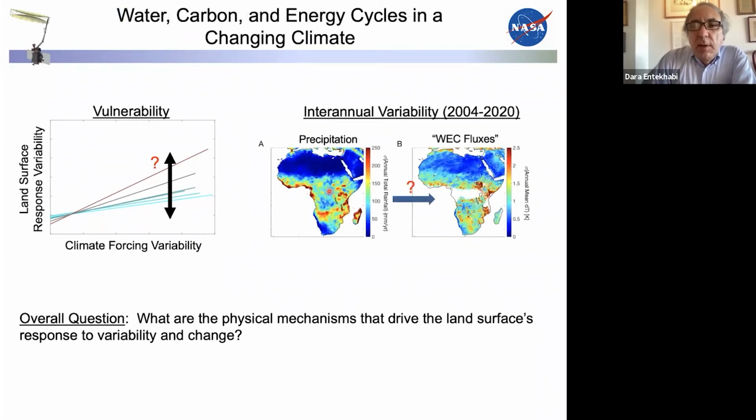So this is a mapped version of it. This is variance of annual precipitation over Africa. And this is, if we had it, the water, energy, carbon fluxes or evaporation variability. We want to know how these map together. You know, is it a strong slope or a weak slope, and why?